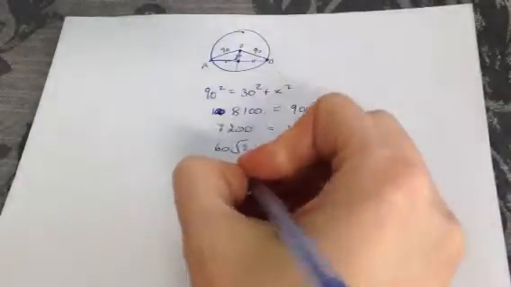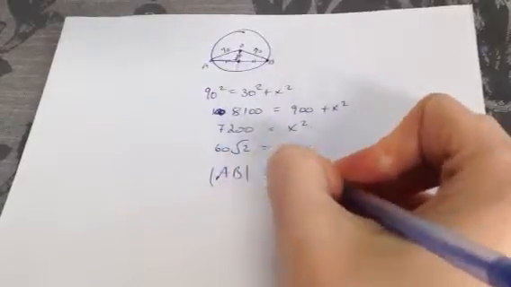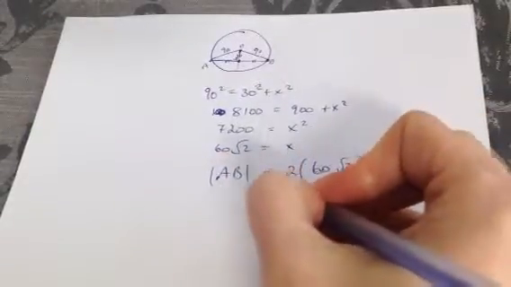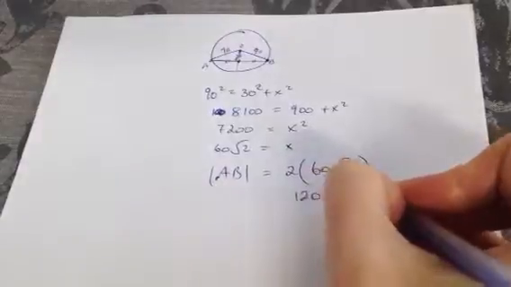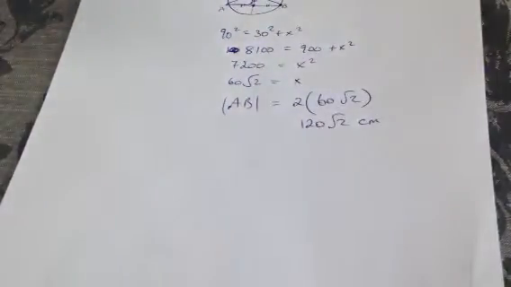So it's two times that. So the length of AB is twice the 60 root 2, which is 120 root 2 centimetres. And they told me that I could leave it in surd form. So that's B part 1.